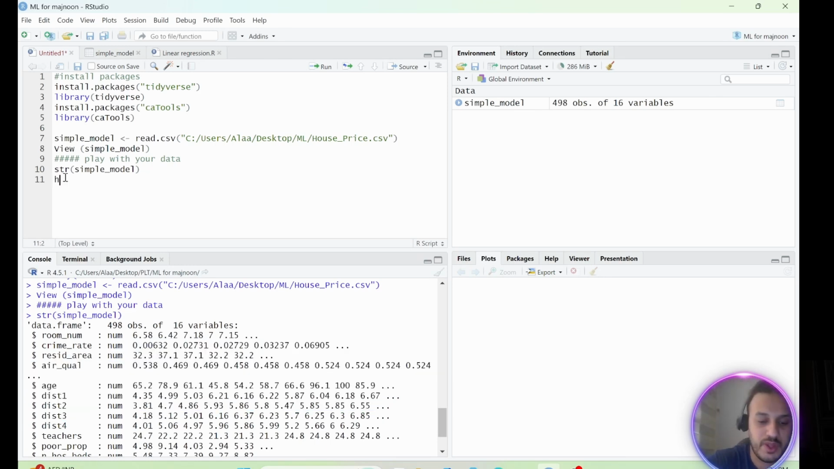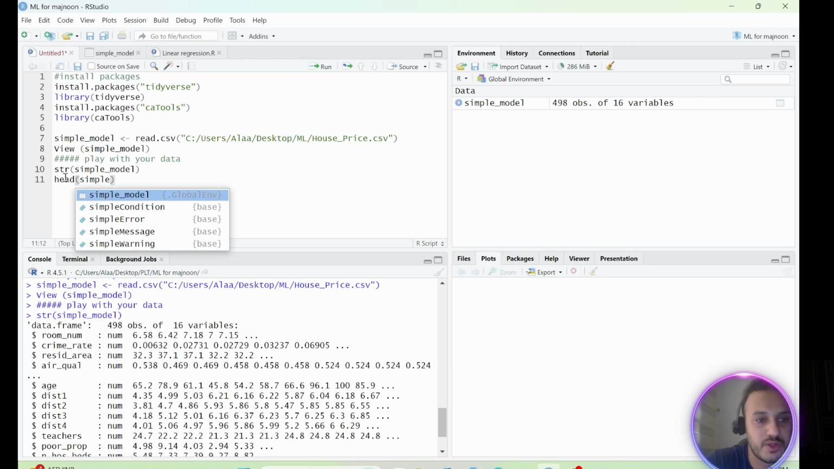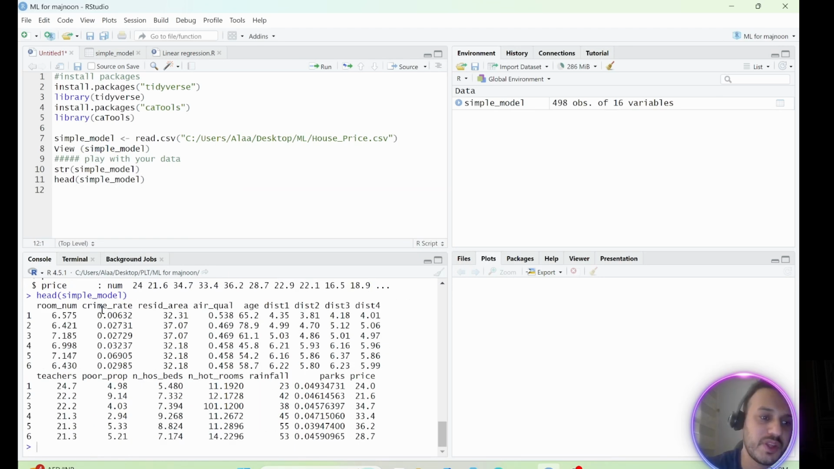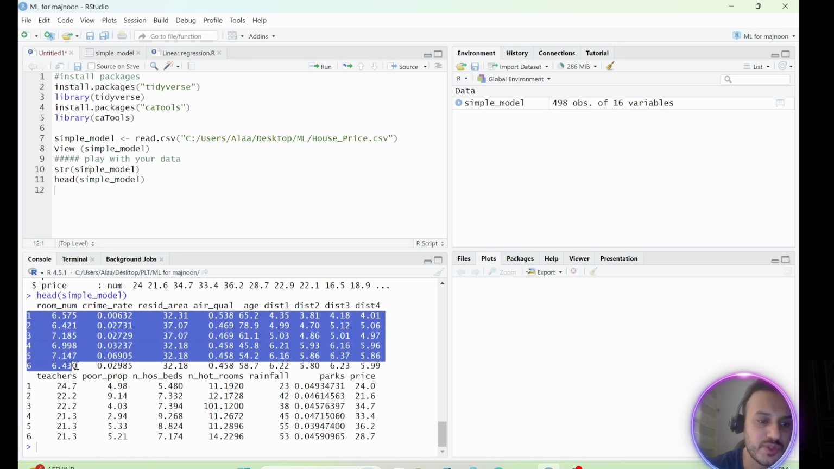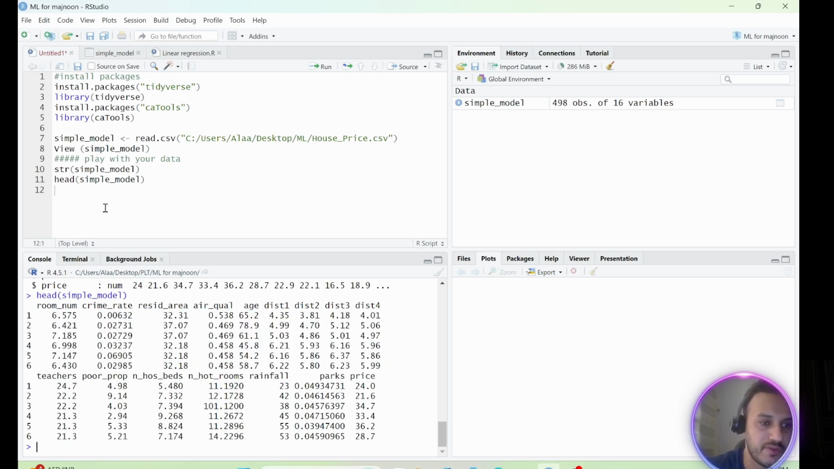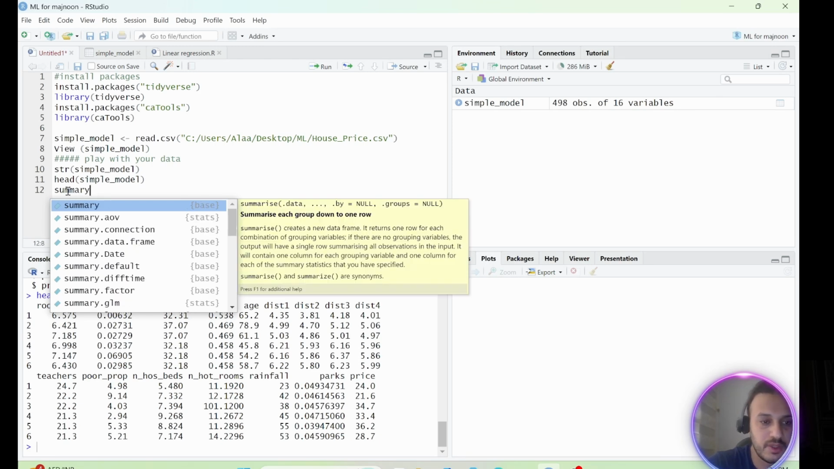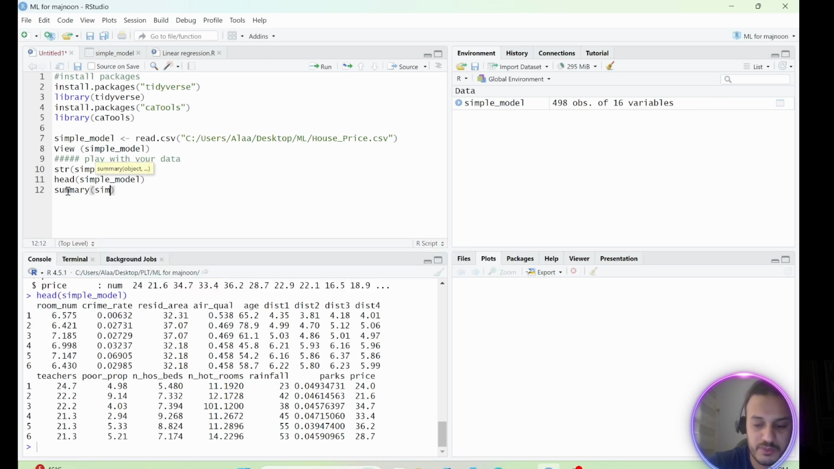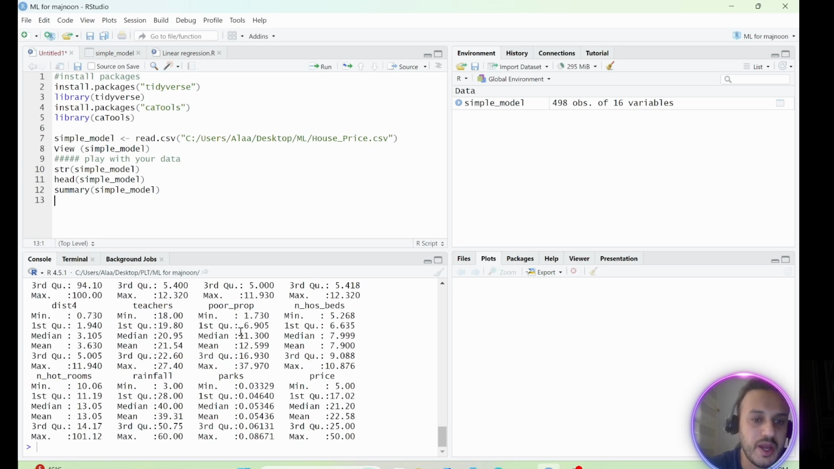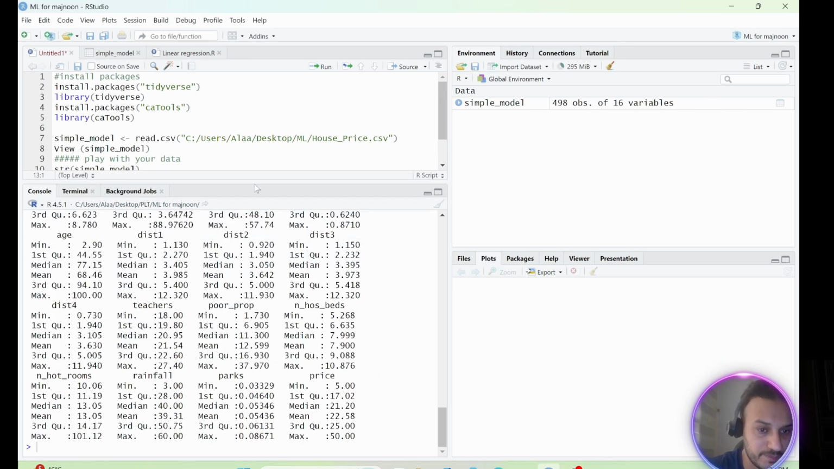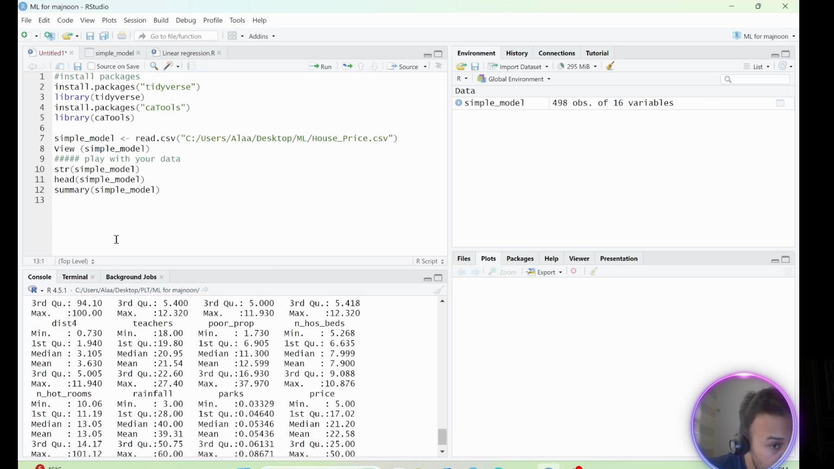We also have the head function. My data is called symbol_model. The head will give me the first six rows of each column, and if I have anything unusual, I will check. Also you have summary, if you need to check the summary of your symbol_model. And then here we go, I have the summary for all my data. So these are the functions to play with your data.